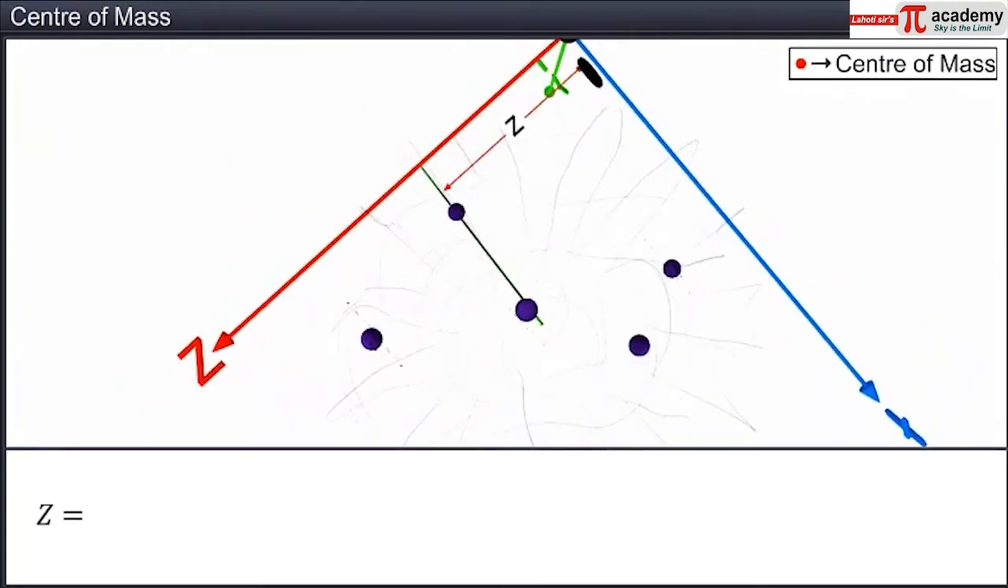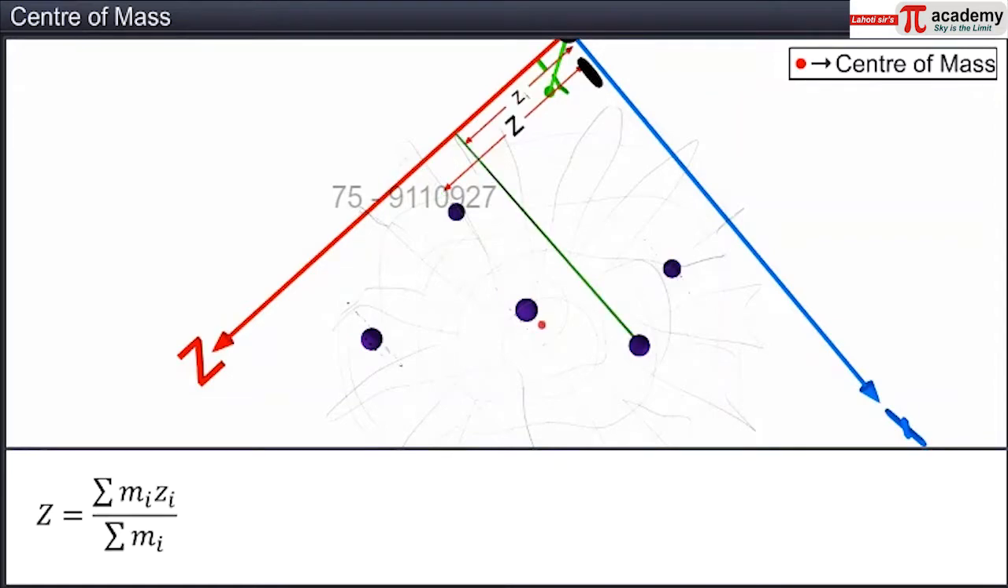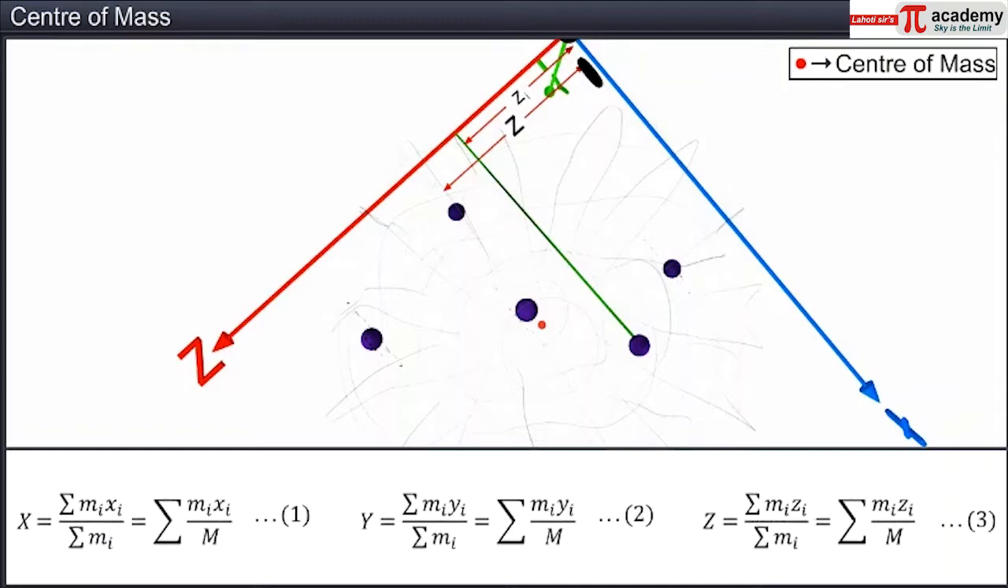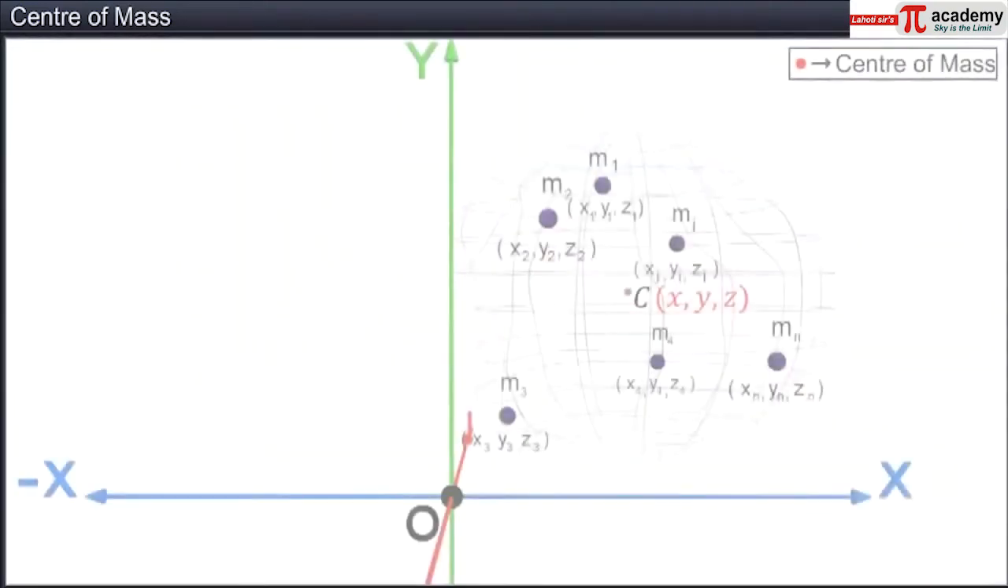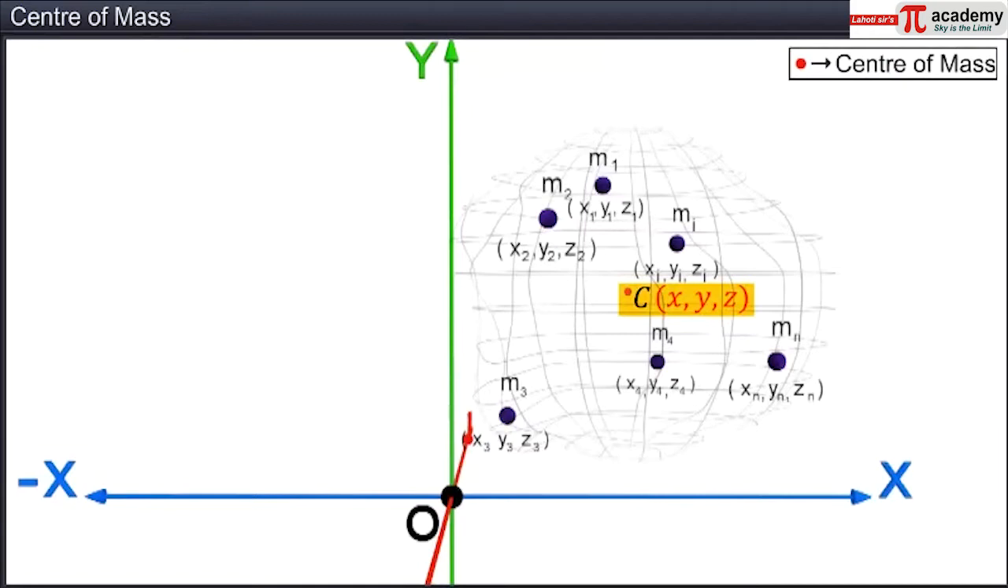Z is equal to sigma mi zi by sigma mi, which is equal to sigma mi zi by m. Let this be equation 3, where m is equal to sigma mi, the total mass of the system. The location of the center of mass of a system of particles depends on the locations of constituent particles and their masses.